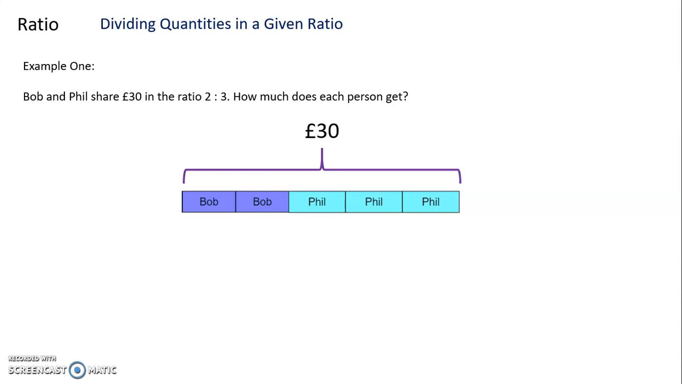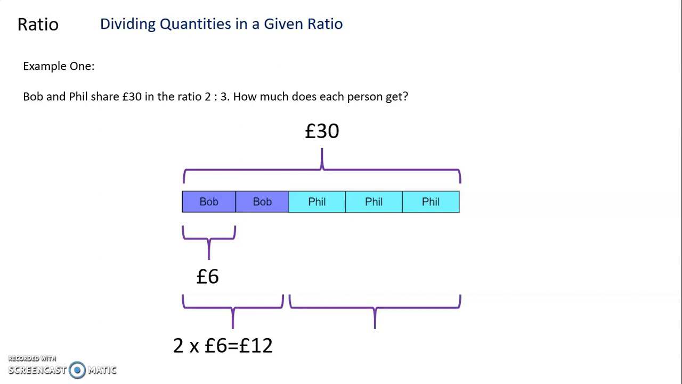And so because I know that these are equal parts and there are 5 equal parts, I can work out what one of those equal parts is by doing 30 divided by 5. And that gives me 6. So I know that one part of my bar model is 6. And now I can multiply up to work out what Bob got and what Phil got, because Bob got 2 of those parts, which are each worth £6. So in total he got £12, whereas Phil got 3 lots of those parts, which in total gives him £18.